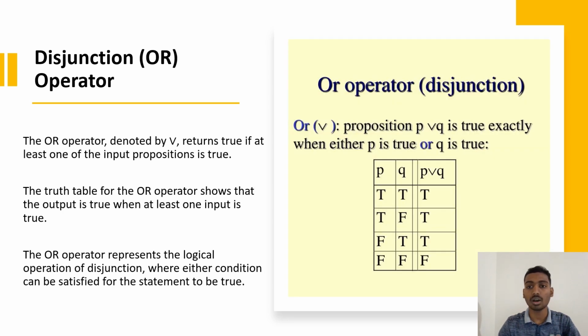Disjunction operator. This is the OR operator, denoted by V, which is the reverse of the cap. It returns true if at least one of the input propositions is true. The truth table for the OR operator shows that the output is true when at least one input is true. The OR operator represents the logical operation of disjunction, where either condition can be satisfied for the statement to be true. In the table we can see that if either one of P or Q is true, then P or Q is true. In the AND operator, a true-false combination is false, but here true-false is true. Next, if both are false, then it will obviously be false.